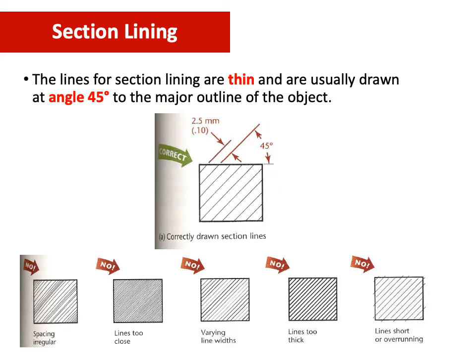For the lines of the section lining, you need to take note of how to draw the section line. It needs to be thin, and it is usually drawn at an angle of 45 degrees. It needs to be uniform. It can't be irregular, or the lines too close, or too wide, or too thick, or too short, or overrunning out of the object or over the box. So it needs to be very uniform, very thin, and at 45 degrees.